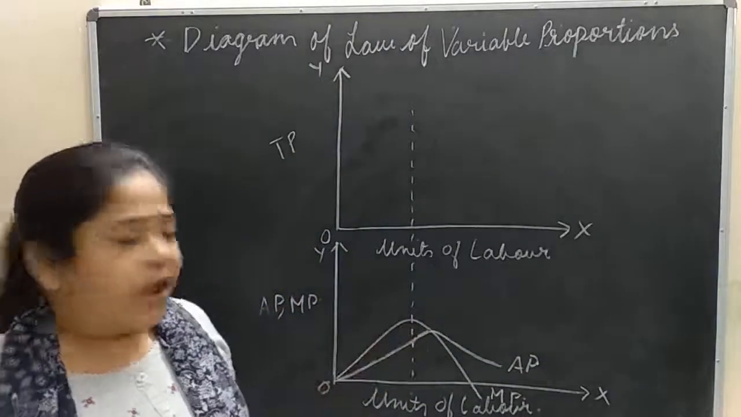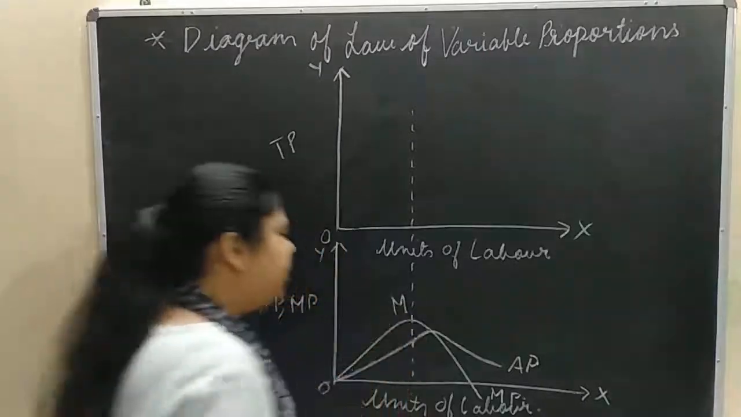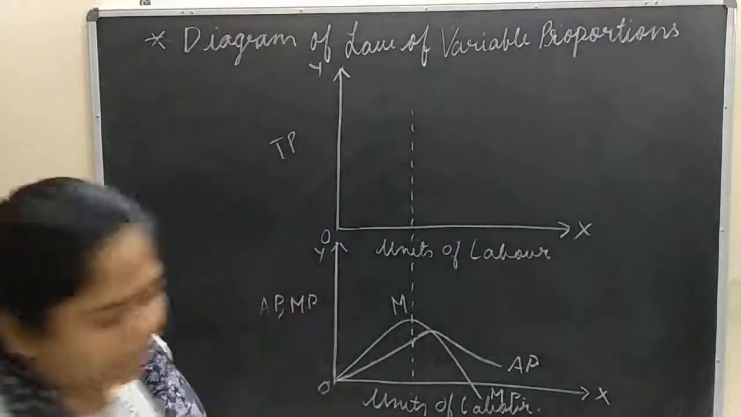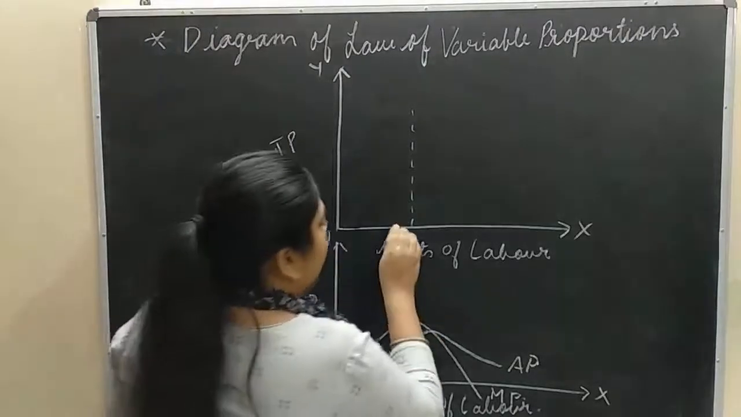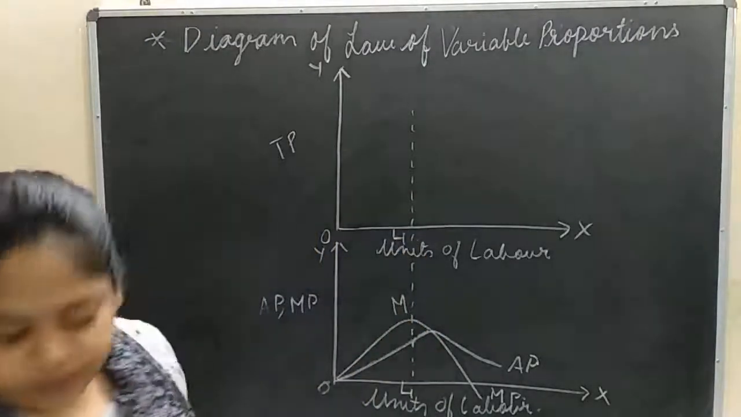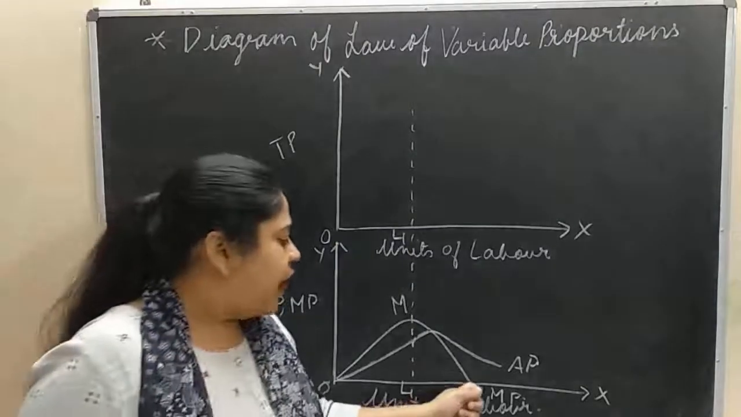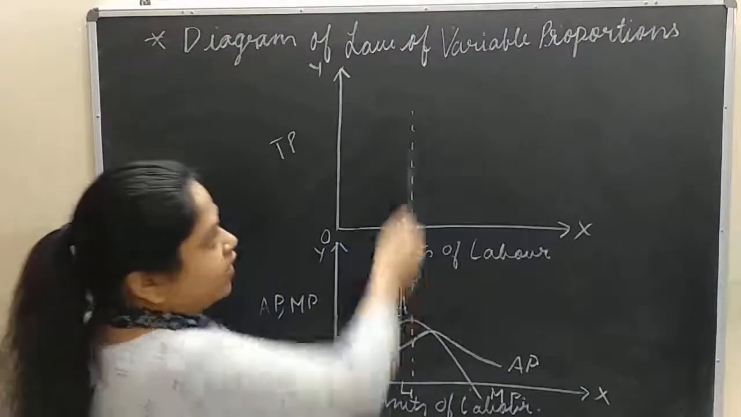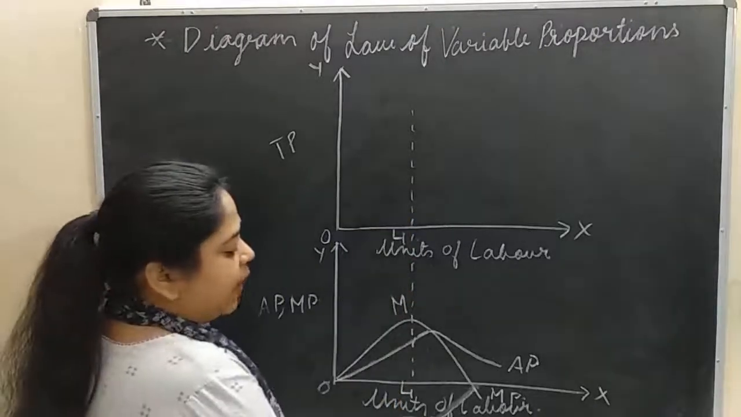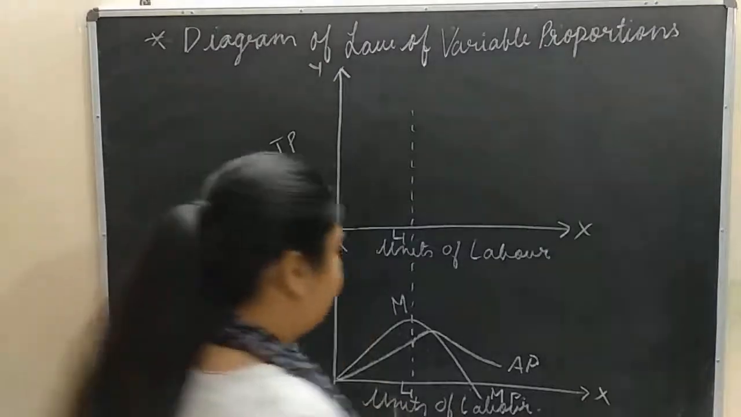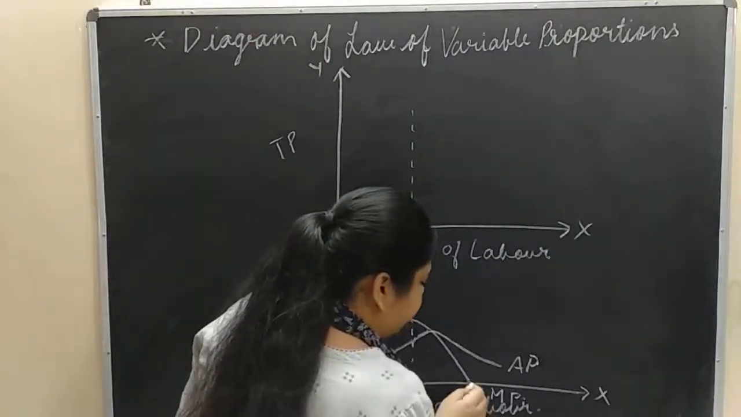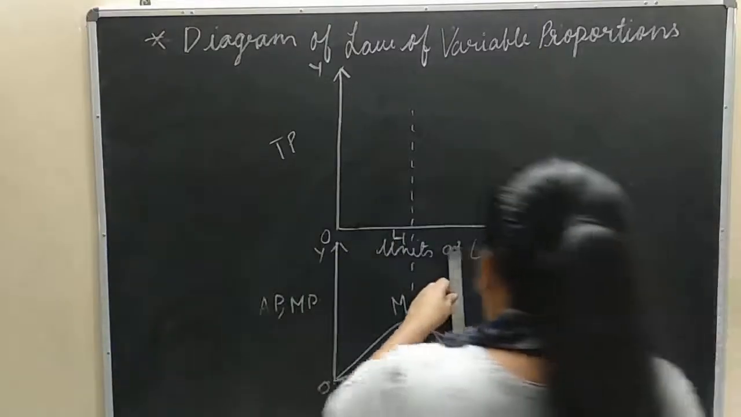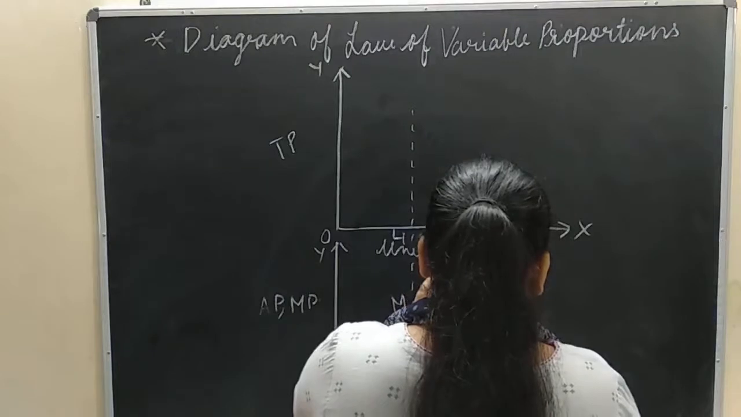From the highest point of the MP curve, that is M, I made a dotted line below and a dotted line above. I'll name this point L1, and this point also L1. Then I'll take the point where MP is 0. Earlier we drew the line from the highest point of MP. Now from where MP is 0, we will draw a line. Here MP is 0 at this point; it is touching the x-axis. From this point, I'll draw a line upward.